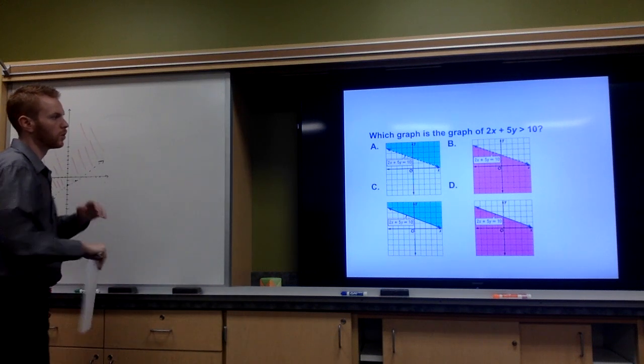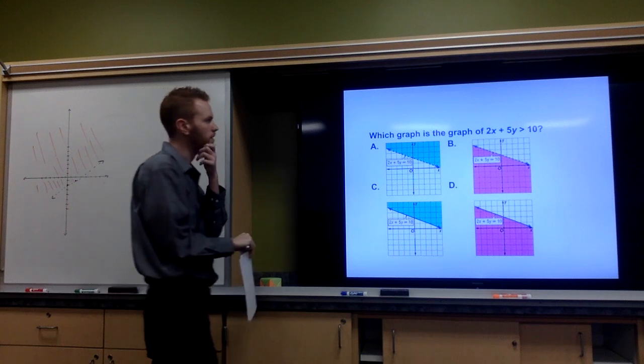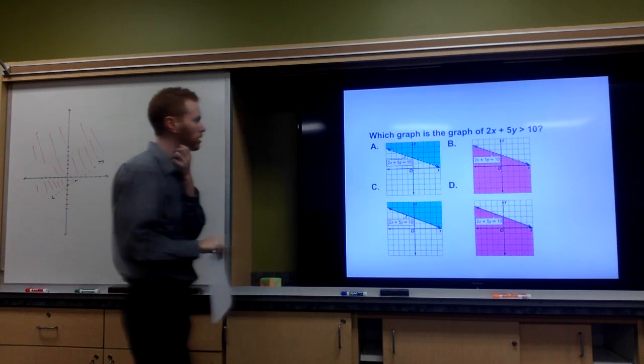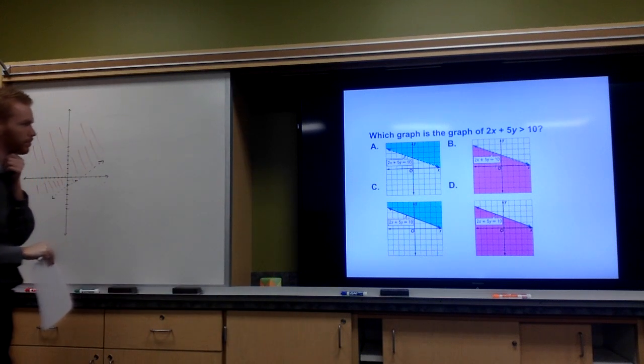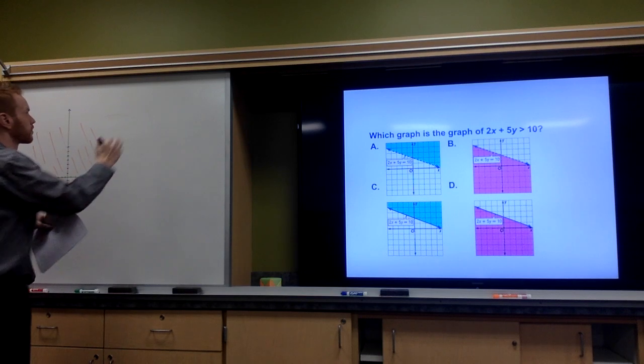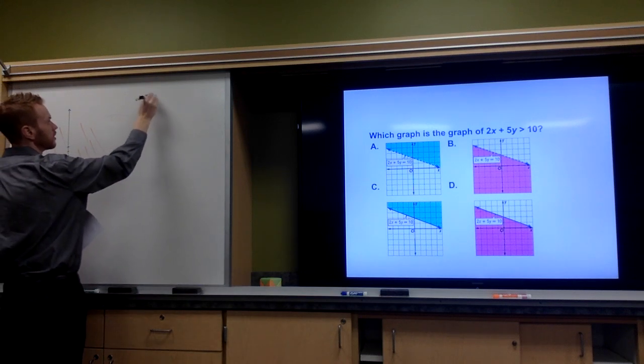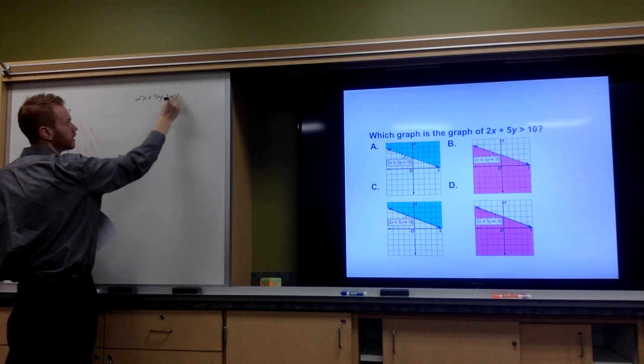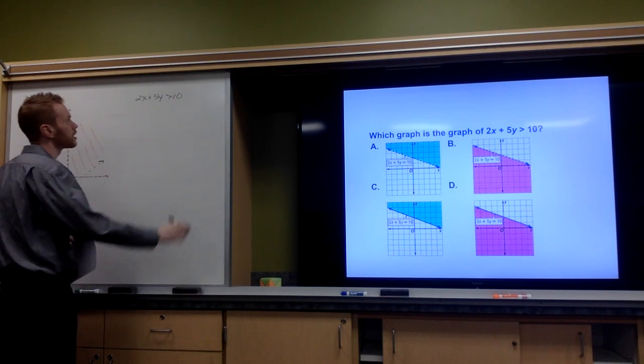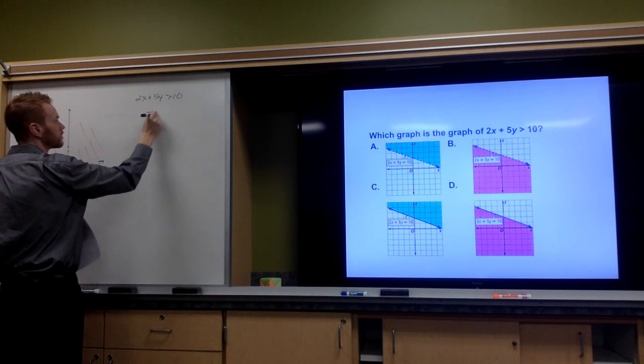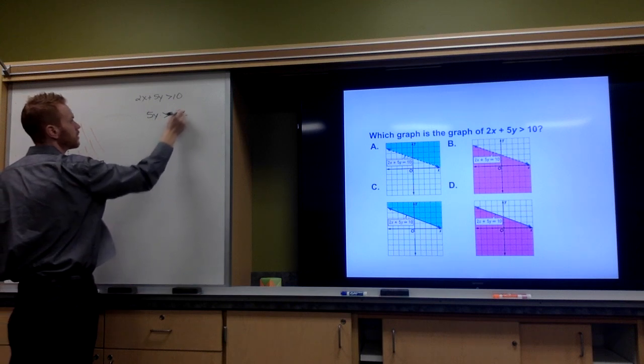Okay. Which graph is the graph of this guy? All right. So if I'm looking at this, I'm probably going to put this in slope-intercept form first. So that's what I'm going to do. I'm going to write this over here, and I encourage you to do so in your notes. Take 2x to the other side, so 5x is greater than negative 2x plus 10.